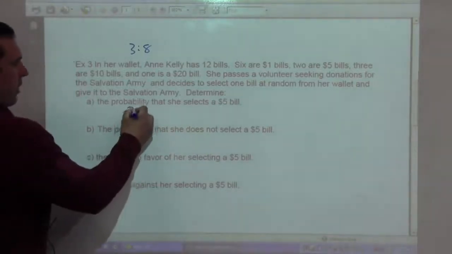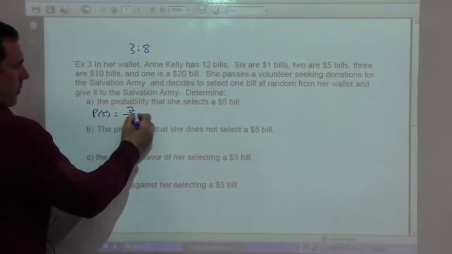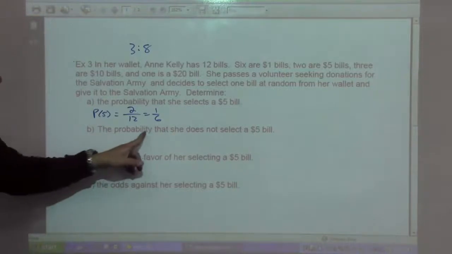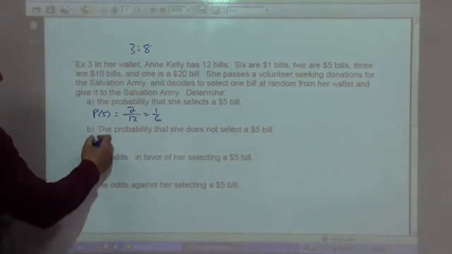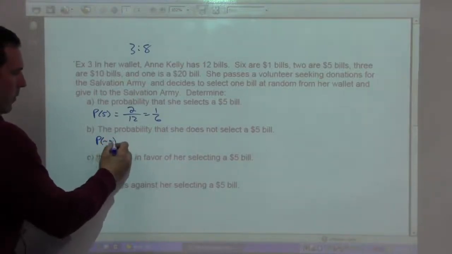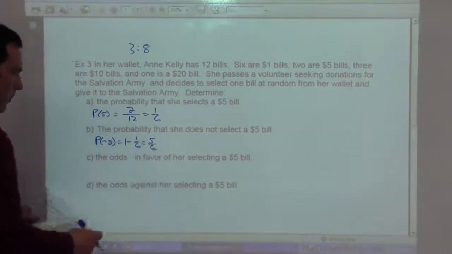Well, there are 2 $5 bills out of the 12 bills altogether. That's 1 out of 6. The probability she does not select a $5 bill, well, that's going to be 1 minus 1/6, which is 5/6.